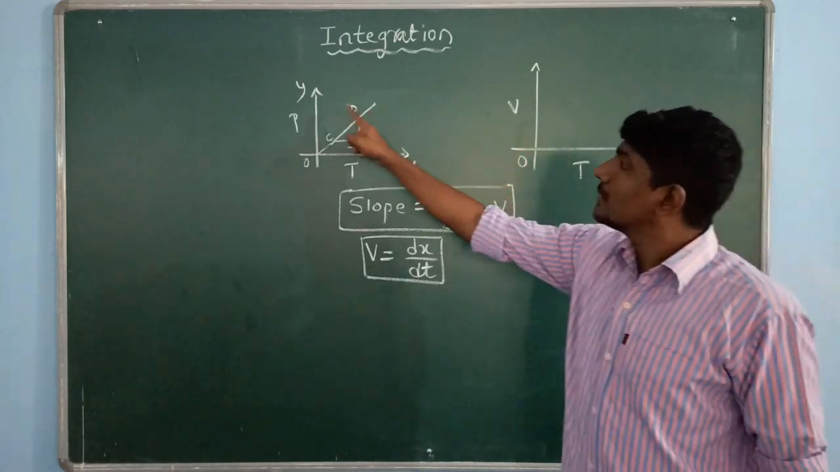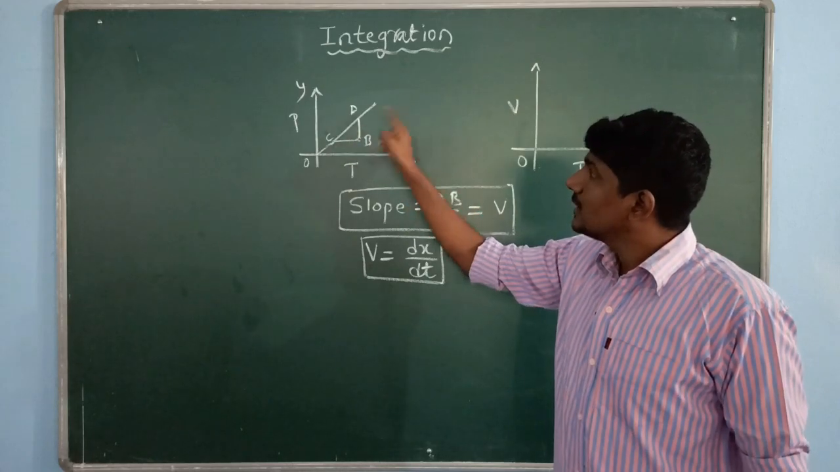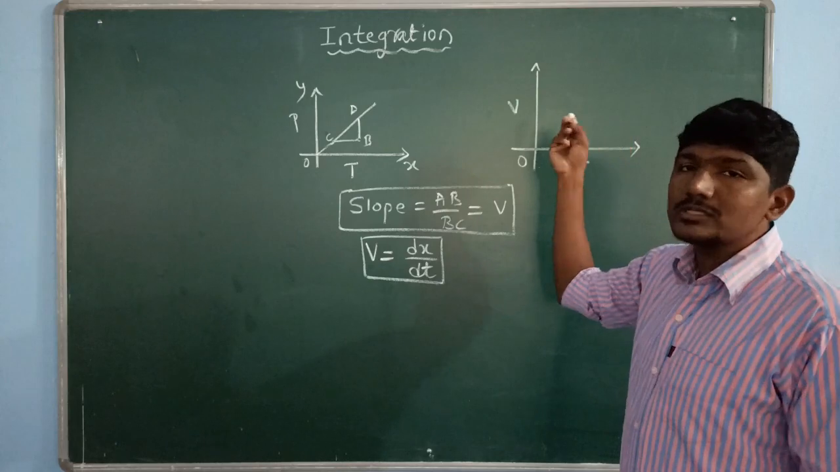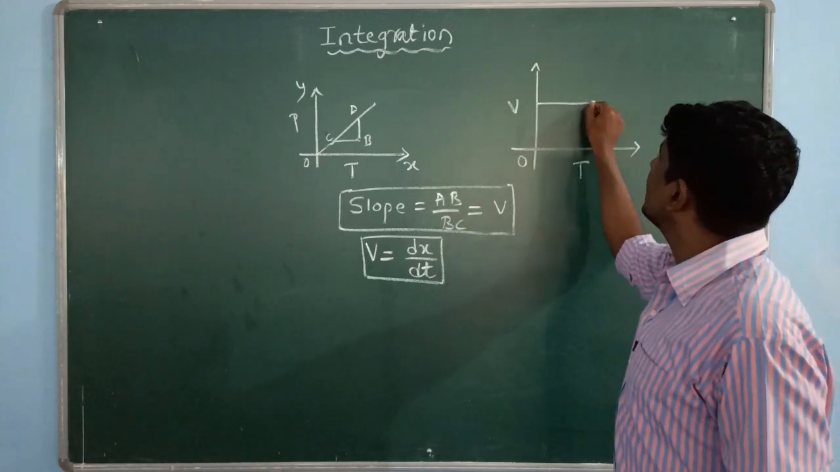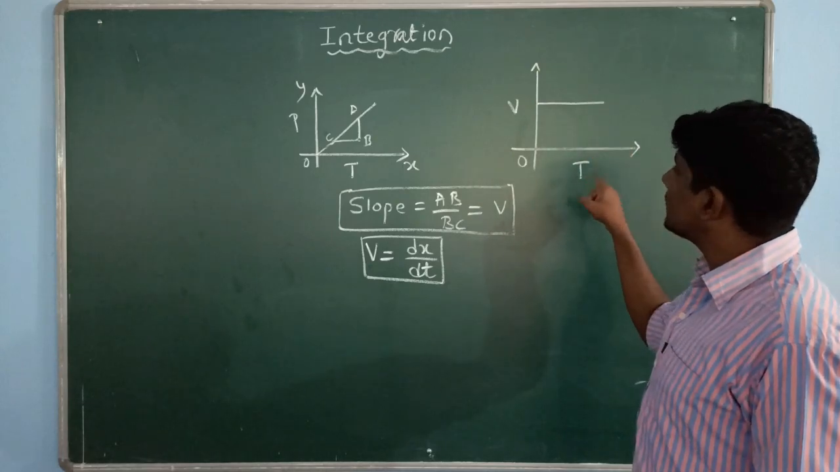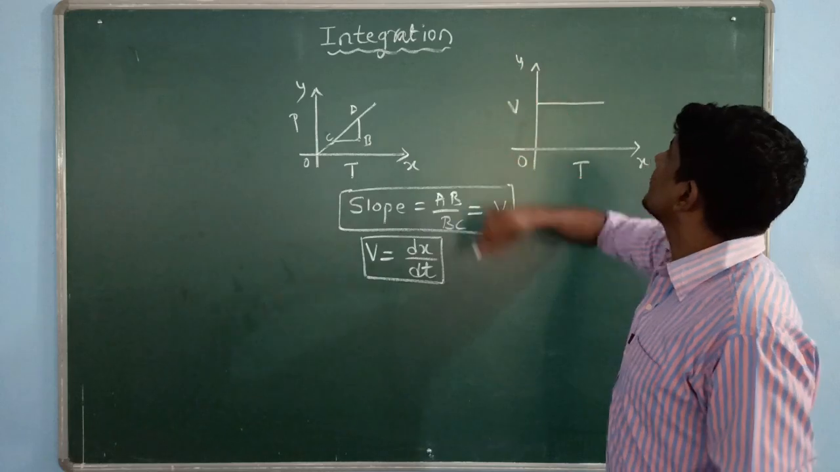Now for this particular PT graph, how to write the VT graph? This indicates uniform motion, or we can say a constant velocity graph. Constant velocity means you can simply draw a horizontal line, and it is parallel to what? The time axis, or x axis. This is x, this is y.